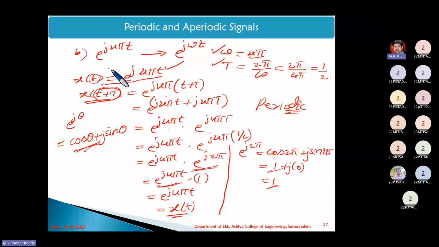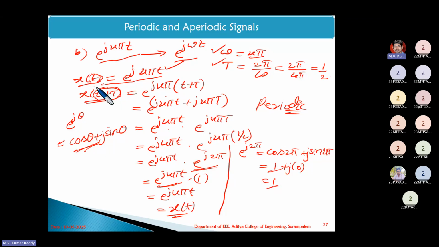For e power j 4 pi t, compare with e power j omega t. Now what is the omega value? 4 pi. Whenever we find the omega value, find the T value. T is equal to 2 pi by omega, which is 2 pi by 4 pi, which is 1 by 2. Next, this is x of t.